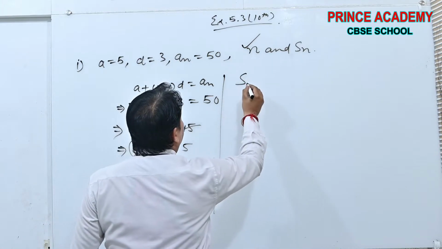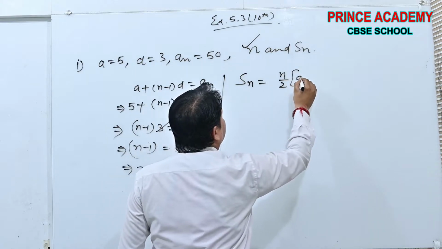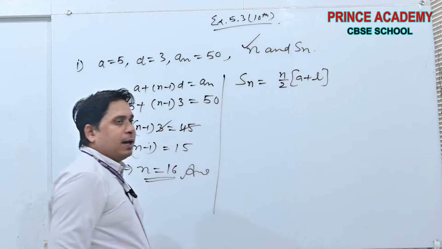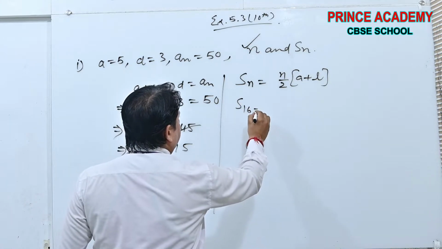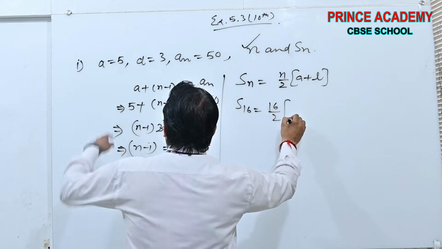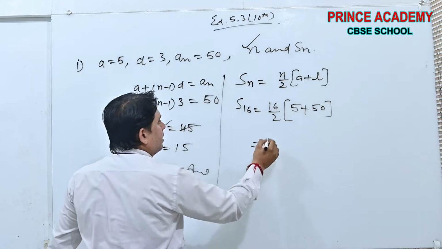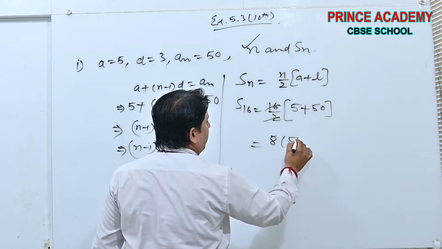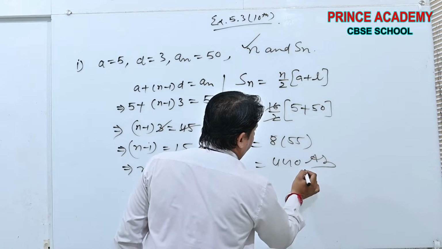Now we have to find S16. Sn is n by 2 into a plus l. Yes or no? Sn is n by 2 into a plus l. n is 16, 16 by 2, a is 5, l is 50. Okay, cancel it, 8 into 55. Now multiply, 440. I think it will be the product.